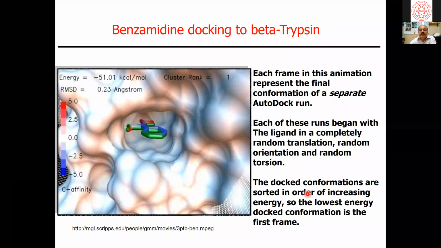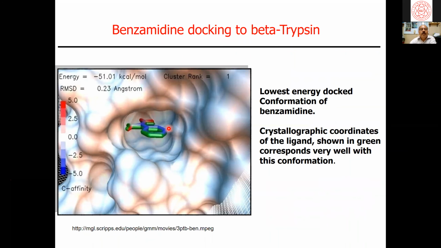the docked conformations are sorted in order of increasing energy. So the lowest energy docked conformation is the first frame. You see the original conformation in green, which is the crystallographically determined conformation, overlapped with the docked conformation of the same molecule by AutoDock. The lowest energy docked conformation of the benzamidine corresponds very well with this conformation. So this highlights the prediction power of the program.